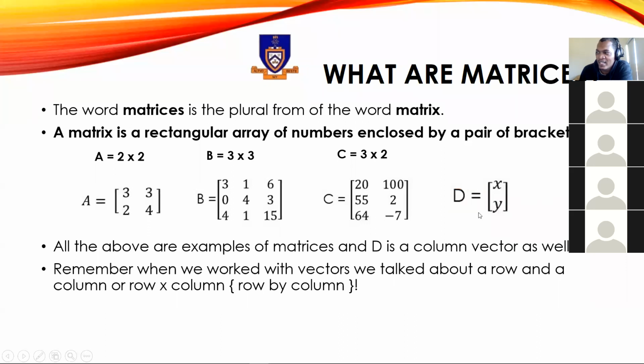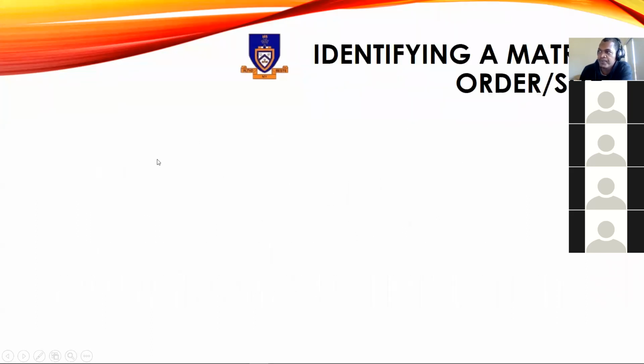So this one I already did. It's 2 rows by 1 column. So it's a 2 by 1. Okay. So remember, a vector is also a matrix. It's just a smaller matrix. So that's why we start with vectors, and then from vectors we go into matrices, so you have a background understanding of what is going on.